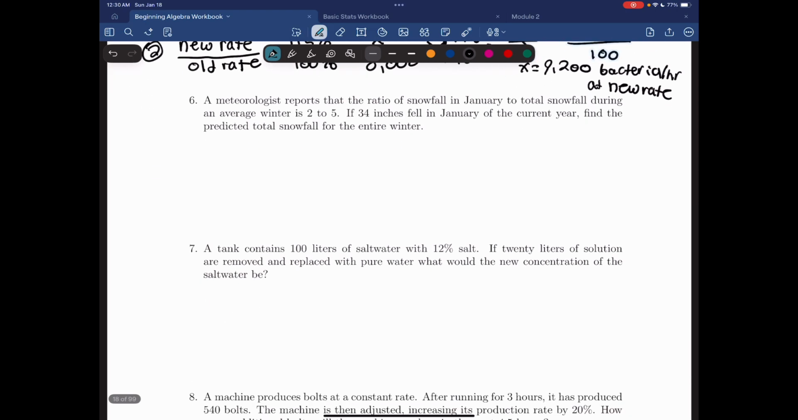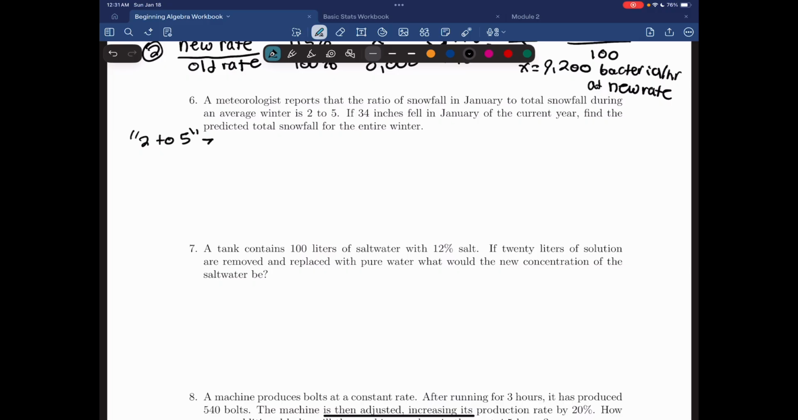Alrighty. Looking at example number 6, we have a meteorologist who reports that the ratio of snowfall in January to the total snowfall during an average winter is 2 to 5. If 34 inches fell in January of the current year, find the predicted total snowfall for the entire winter. So, right, our objective is to find the predicted total snowfall of the entire winter. And we are given this ratio, 2 to 5.